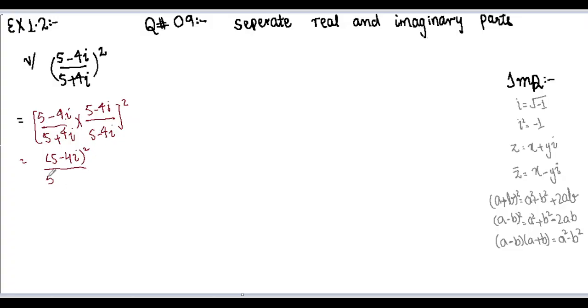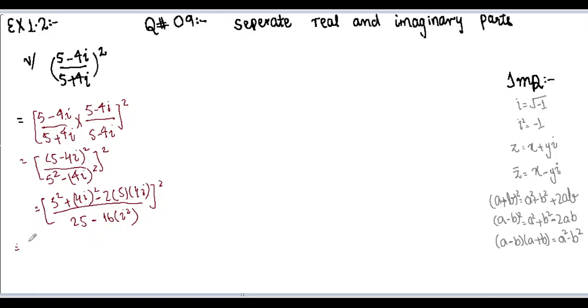So we are going to write it as a square minus b square. This square remains the same. 5 minus 4 iota is a minus b whole square. So a minus b whole square is equal to a square plus b square minus 2ab. So we are going to write it over here as 5 square plus 4 iota square minus 2 into 5 into 4 iota whole divided by 5 square gives us 25 minus 16 into iota square, and with a whole square.